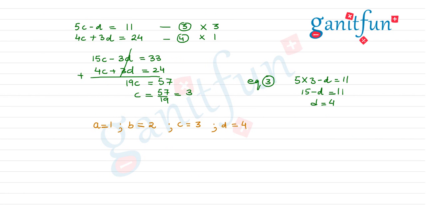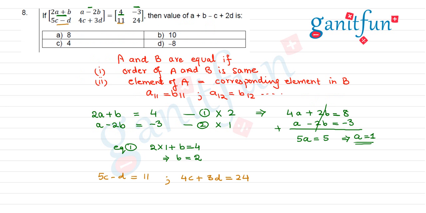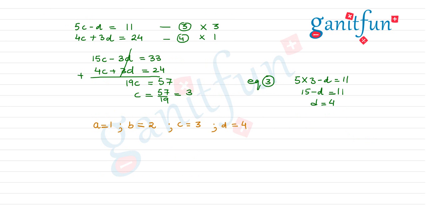Now what we have to find is the value of A plus B minus C plus 2D. So put the value of A, B, C in the respective places. 1 plus 2 minus 3 plus 2 into 4. Now 1 plus 2 is 3, so this will cancel out. So what is remaining is 8. So the answer to this question, A plus B minus C plus 2D, is 8.